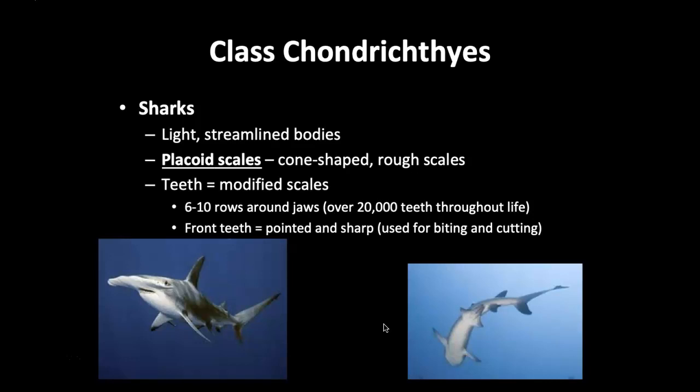What scientists believe is that their teeth are actually just modified scales because they can replace those teeth so often throughout their lifetime. They usually have about 6 to 10 rows around the jaw and over 20,000 teeth throughout their lifetime. Their front teeth are going to be the most pointed and sharp, and these are obviously going to be used for biting and cutting or ripping off sections of their prey.